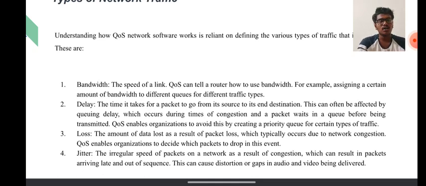Jitter, the irregular speed of packets on a network as a result of congestion, which can result in packets arriving late and out of sequence. This can cause a distortion of or gaps in audio and video being delivered.